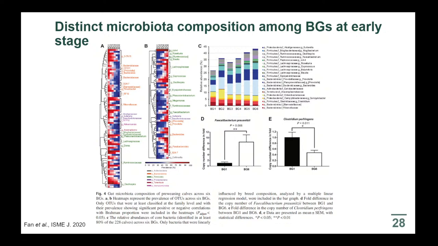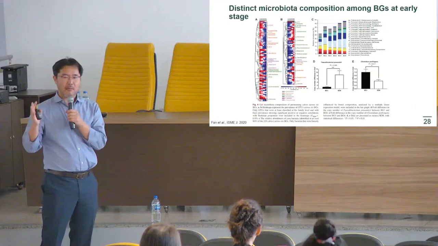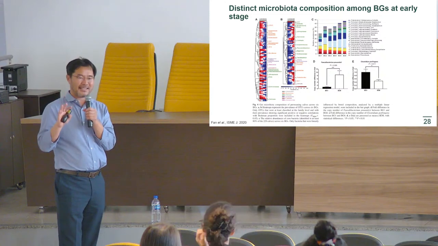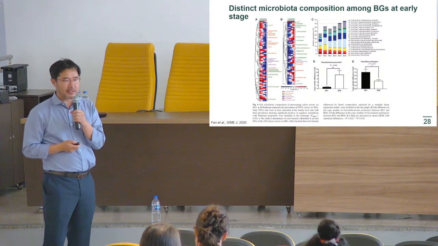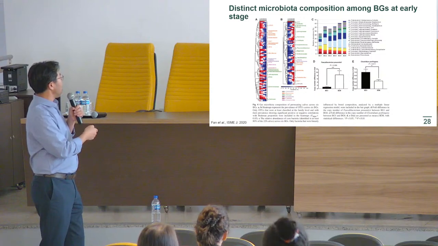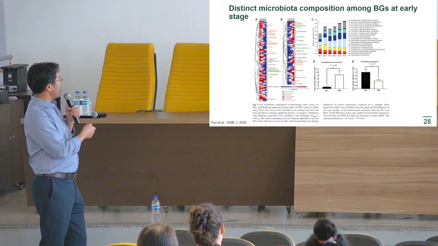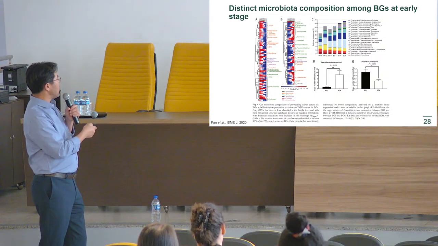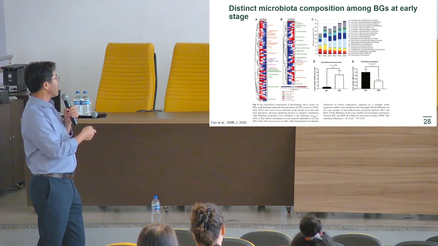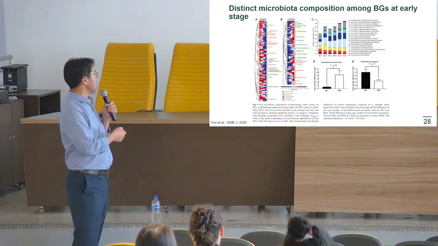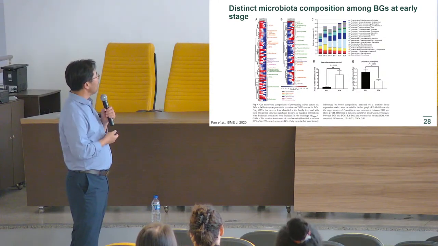In breed group one, we had more Akkermansia or other fatty acid digesting bacteria, but in Brahman, we could identify more bacteria that are good at digesting carbohydrates. So we could see clearly that when the Brahman composition goes up, these bacteria go up, and these others go down. We picked two bacteria and confirmed using qPCR, which is consistent with our metagenomics data.